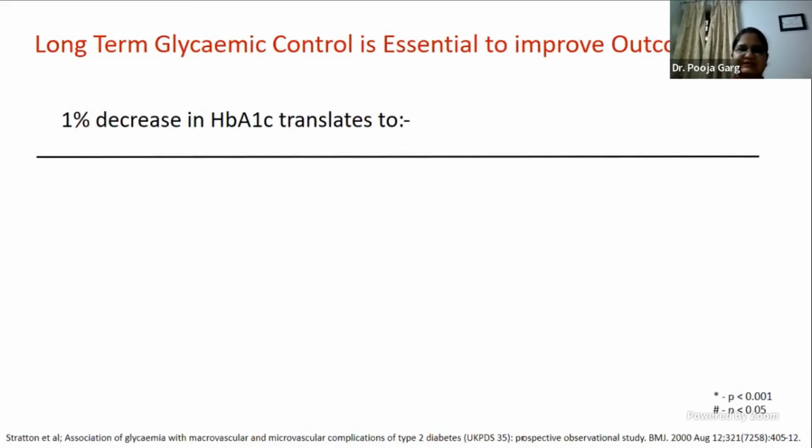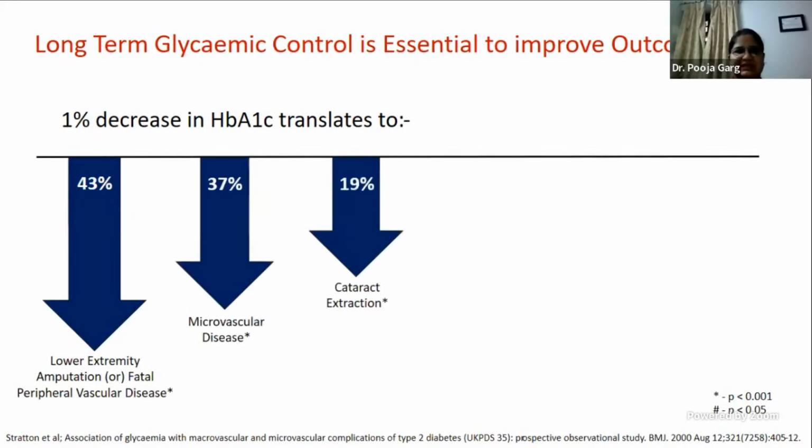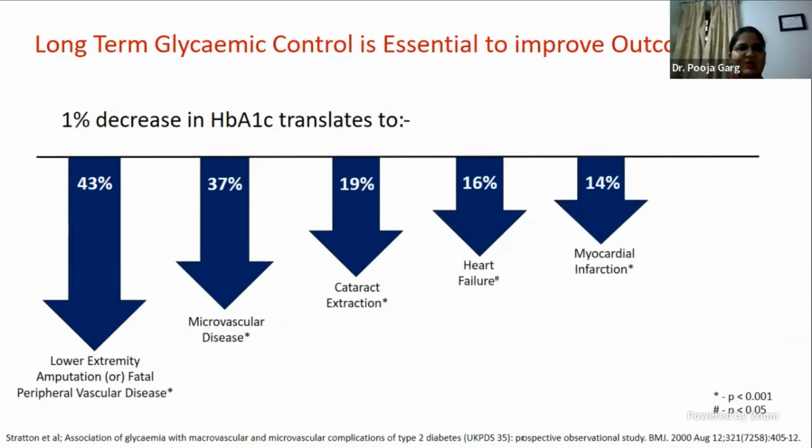So long-term glycemic control, why is it important? It's essential to improve the outcomes in diabetics. Every 1% decrement in HbA1c translates to a reduction in the risk of lower extremity amputation or fatal peripheral vascular disease by almost 43%. The risk of microvascular disease reduces by 37% with every 1% decrement in HbA1c. If the HbA1c is reduced by 1%, there is a reduction in the risk of cataract extraction by almost 19%. The risk of heart failure reduces by 16%. Myocardial infarction reduces by almost 14%. Stroke risk reduces by almost 12%.